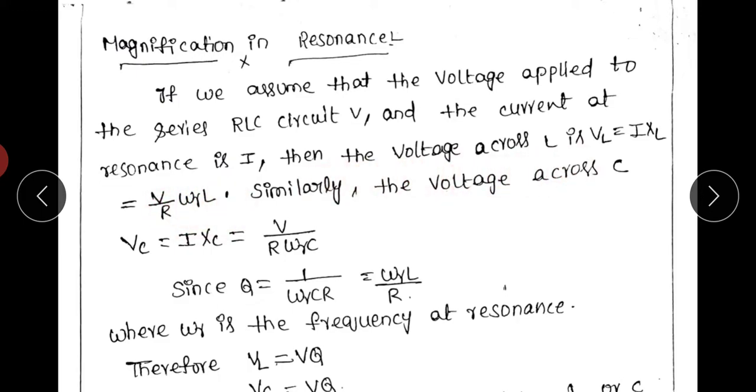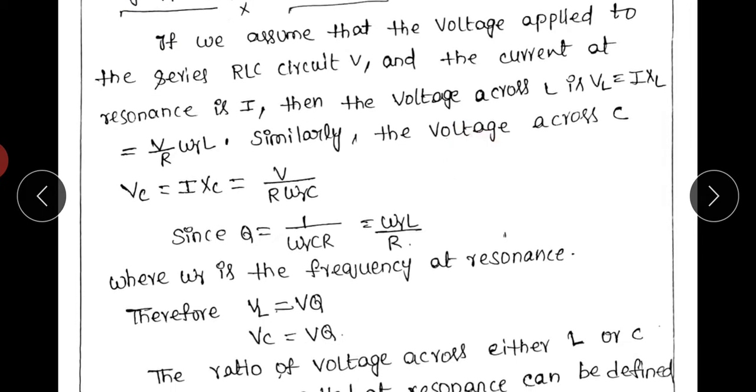Similarly, the voltage across the capacitor VC equals I into XC. Here I is the current at resonance and XC is the capacitor reactance at resonance. I equals V by R and XC equals 1 by omega R into C. So VC equals V by R into 1 by omega R into C.